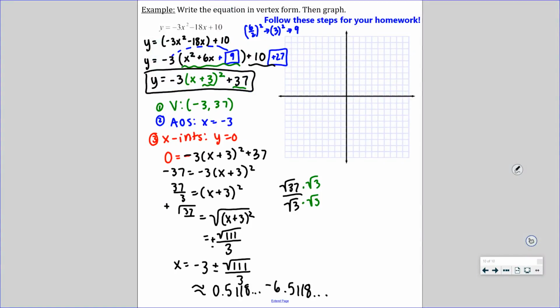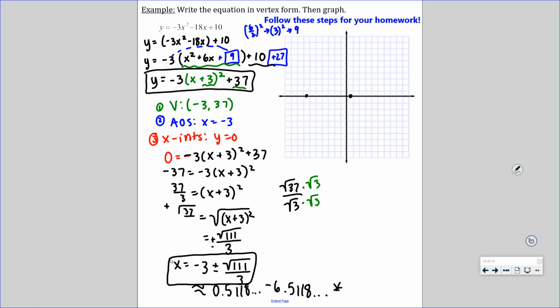Okay, so to be clear, we do want to write our x-intercepts like this. But to help you actually graph it, get the decimals, because now I'm like, oh, about 0.5, that would be right here. That's easy to plot. And about -6.5, that'd be right here. 1, 2, 3, 4, 5, 6, halfway between -6 and -7.